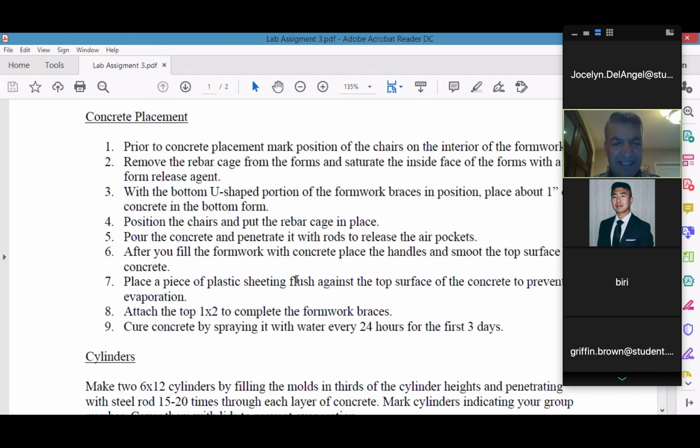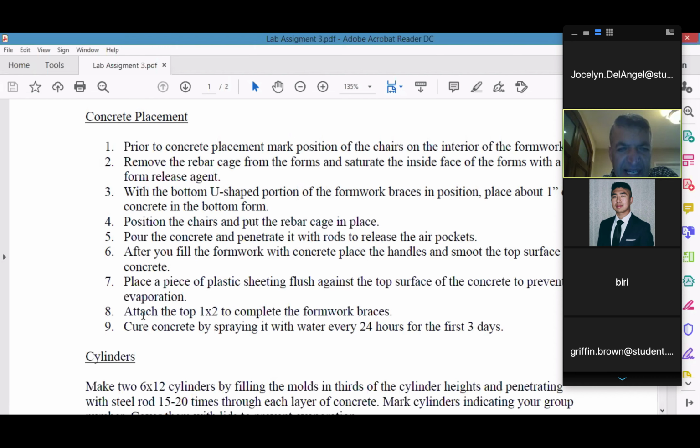Place the piece of plastic sheeting flush against the top of the surface. So what we do is we smooth the surface out and we place a sheet of plastic on top so the moisture in the concrete doesn't evaporate, because we want every drop of water to stay for the process of hydration that's going to happen inside the concrete. You covered that in the materials lab.